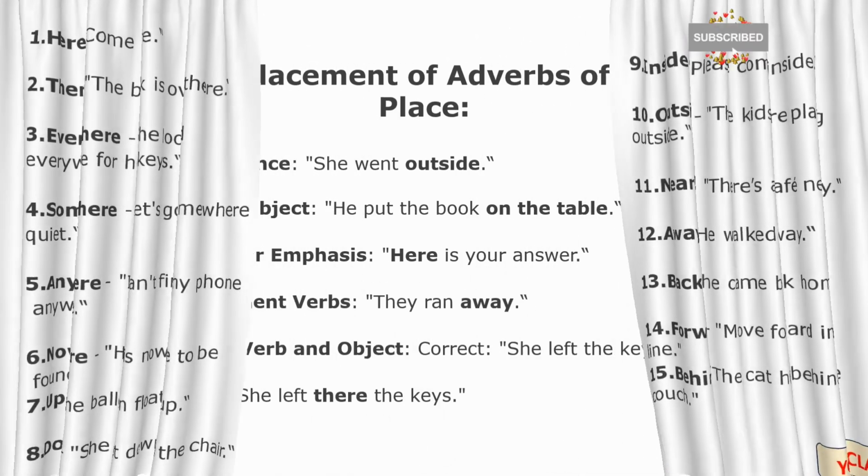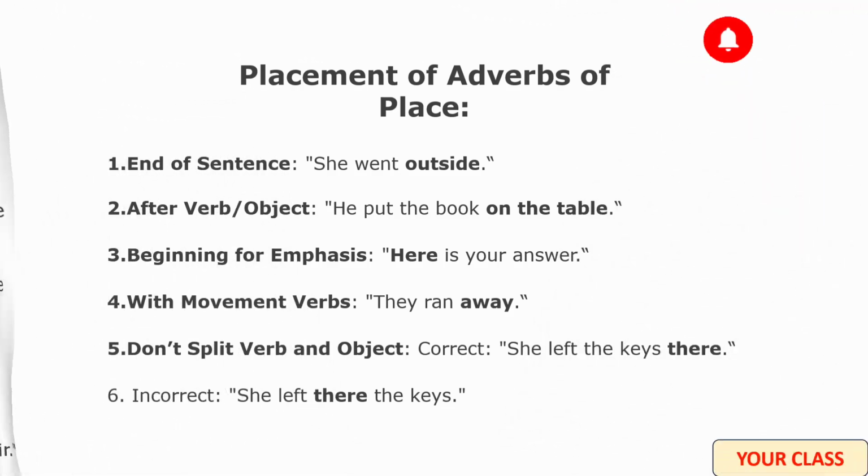Now come to placement of adverbs of place. Number 1, we can put it at the end of the sentence. The adverb is placed at the end to show where the action happens. Example, she went outside. Number 2, after the verb or object. The adverb comes after the verb or object to describe where the action is done. Example, he put the book on the table.